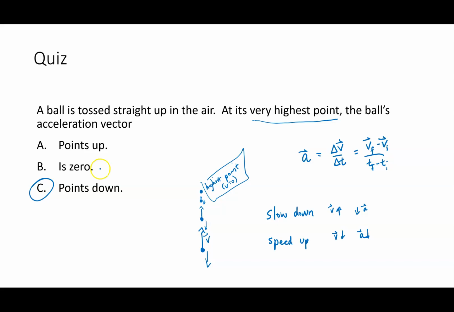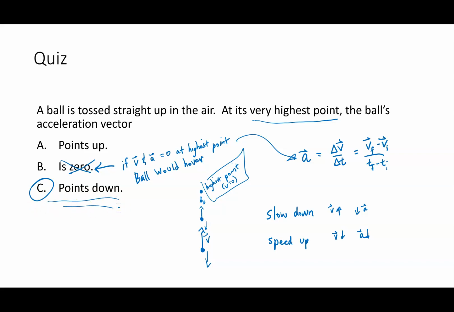What I want you to think about: if the acceleration was 0 when the ball got to the highest point, what would the ball then continue doing? If V and A were 0 at the highest point, A being 0 means the velocity is not changing. That means the ball would hover. It would just hang out at that highest point and stay there, which would be really cool to see, but obviously not reality. So acceleration is not 0. In this particular case, it points down all the time, and simply because it is the acceleration due to gravity.